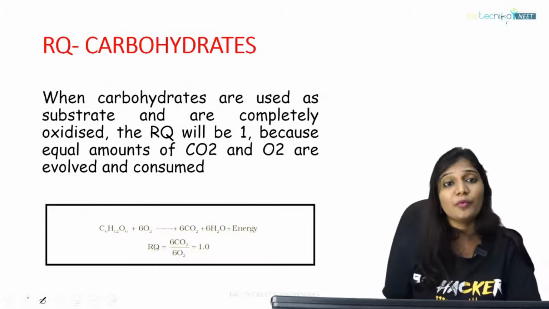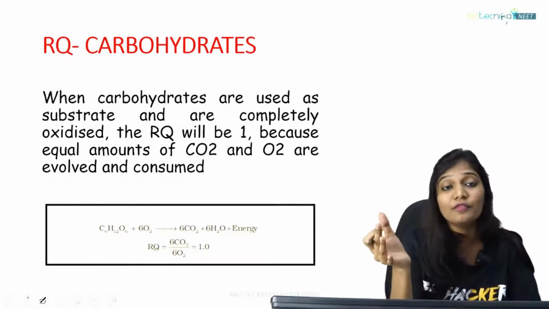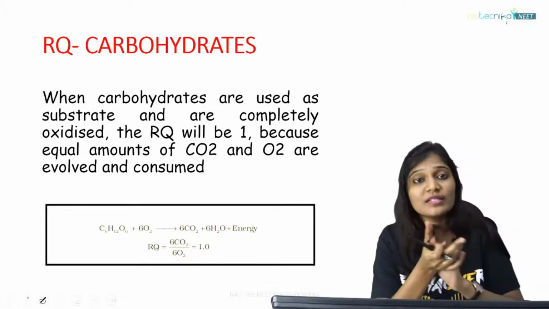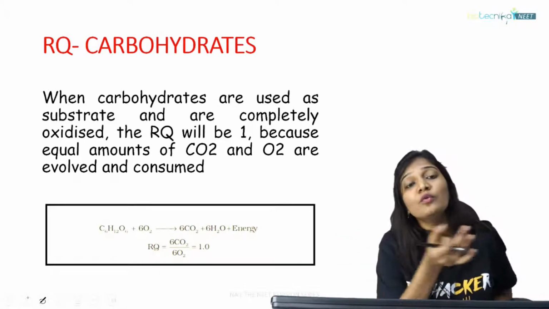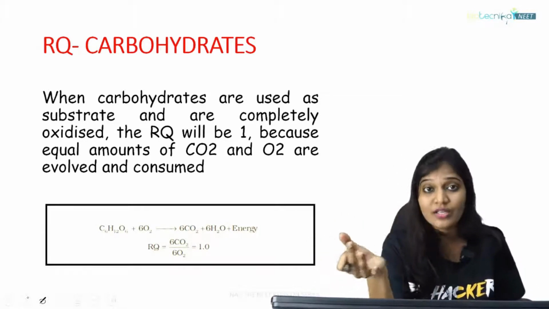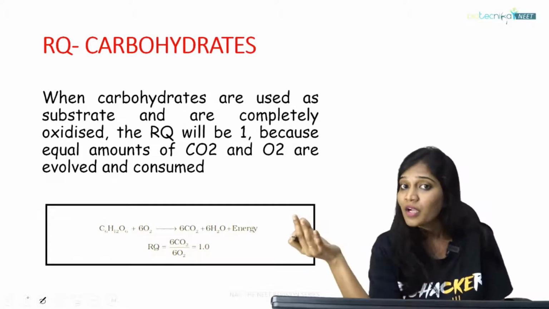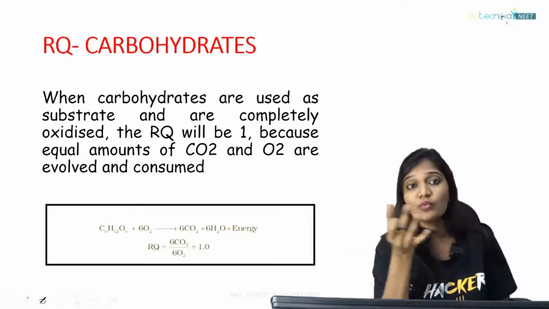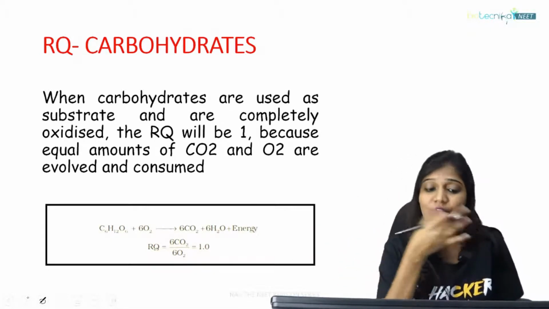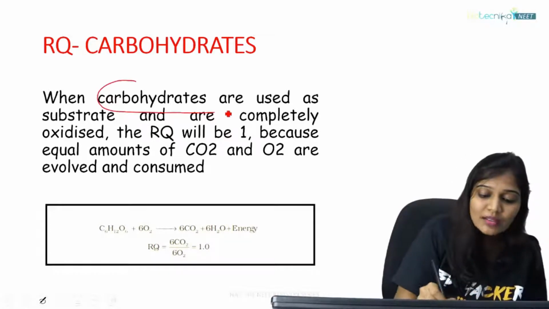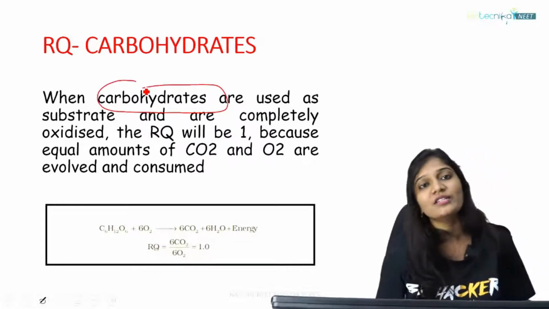See, this is a very important question. They can ask you what's the RQ value of carbohydrate. Sometimes they'll not give you carbohydrate directly. They can give you what's the RQ value of a starch. They can give you the RQ value of potatoes. They can give you the RQ value of roti, whatever it is. They can give anything. So just remember the carbohydrates, what is the RQ value?